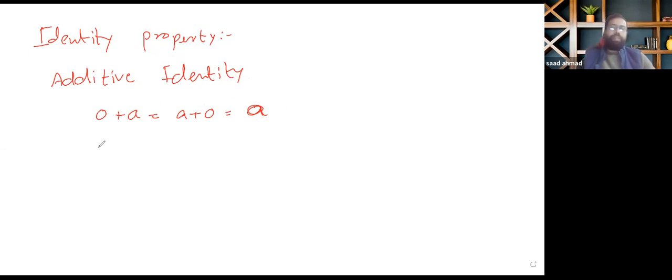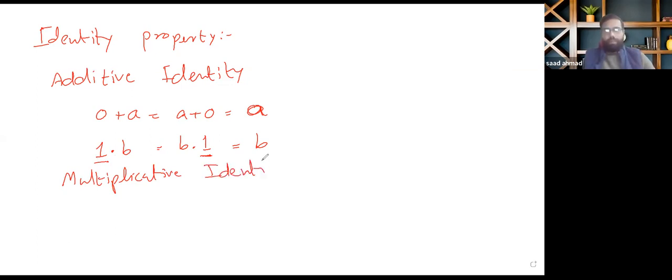And if we multiply something with 1, either way, it remains the same. So 1 is the multiplicative identity. And the additive identity is 0 in real numbers. Okay, so these were the basic properties.